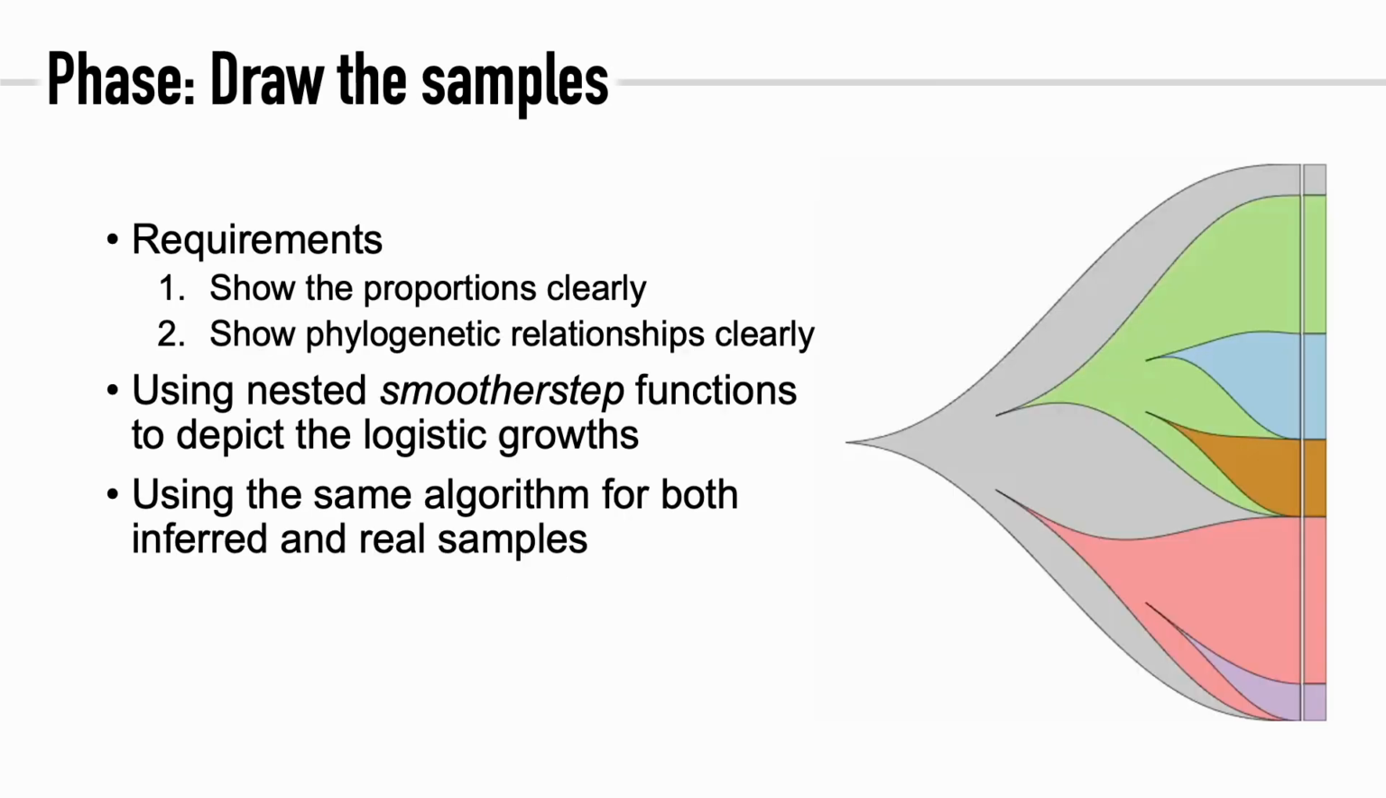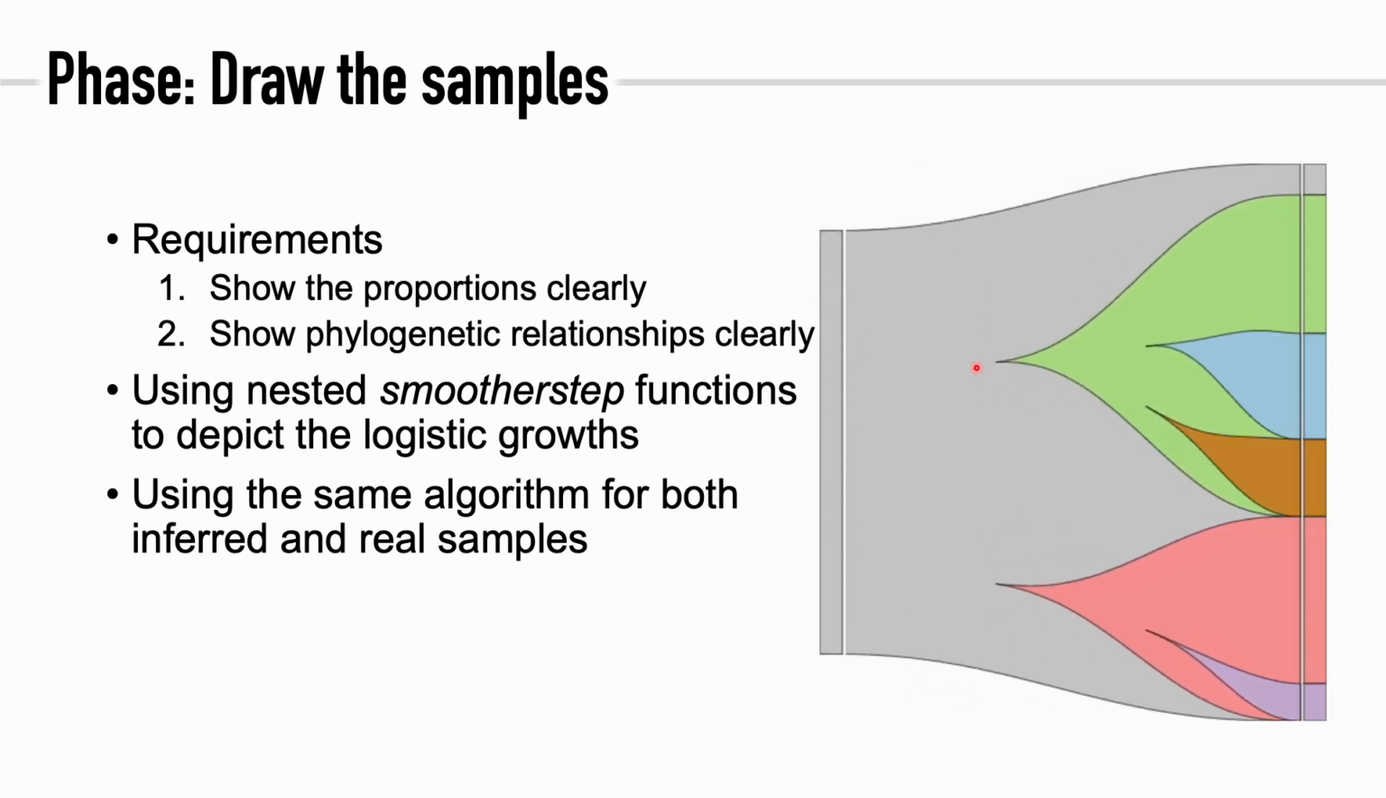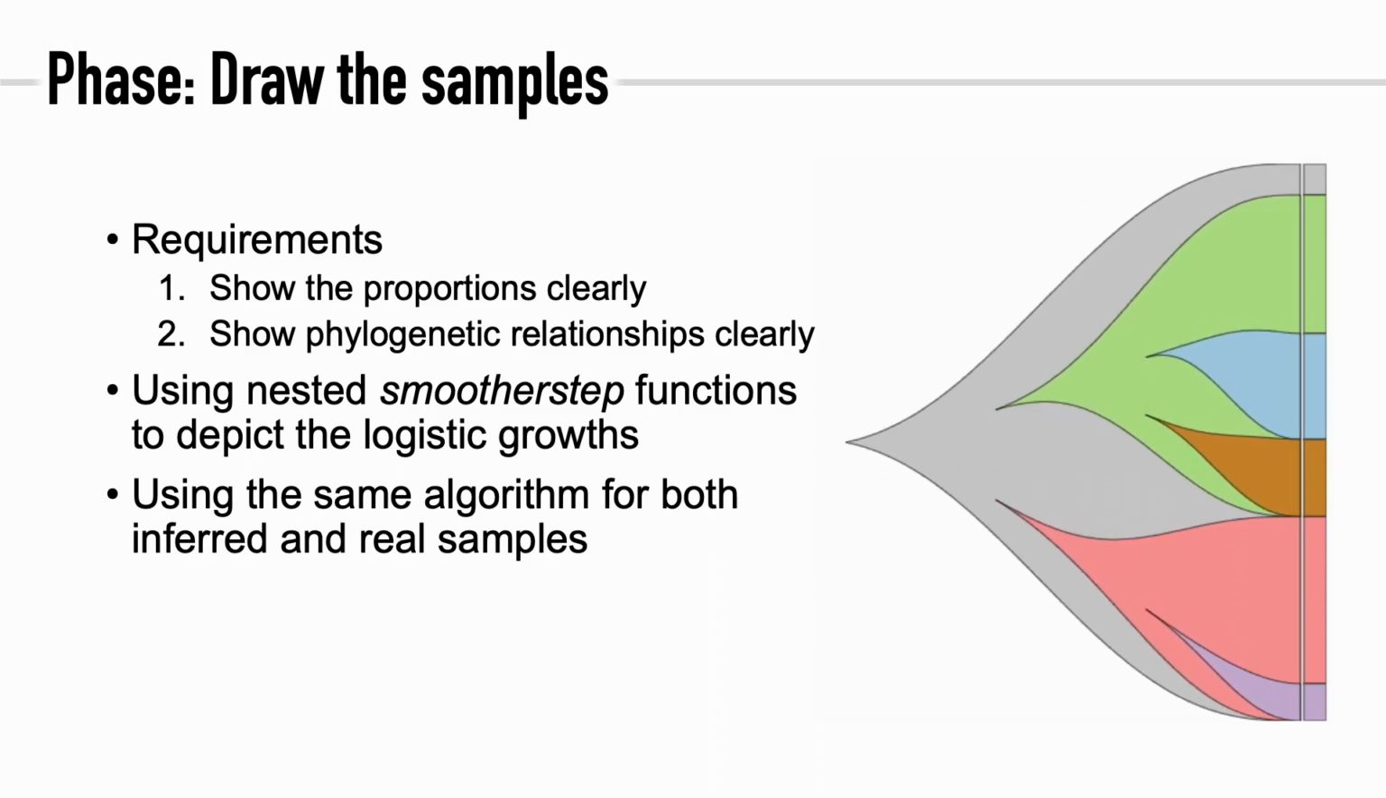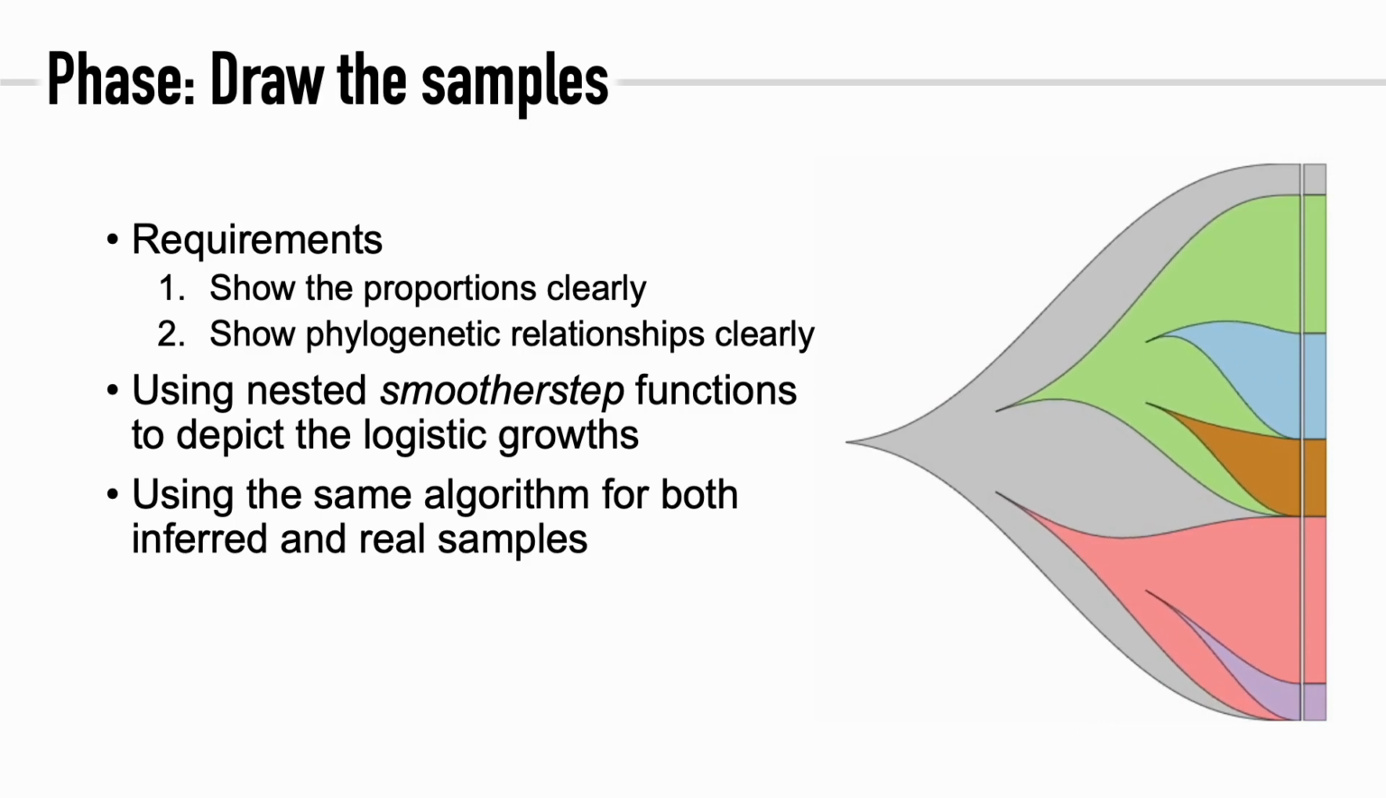Okay, drawing the samples is largely solved. So there are two main requirements. The proportions should be shown clearly, and we are using stacked layout for that. Also, phylogenetic relationships should be shown clearly. And here, instead of stacking, we spread this. And to actually generate this layout, we use nested smaller step functions. And we use the same algorithm for both inferred and real samples. And this is nicely parameterized.